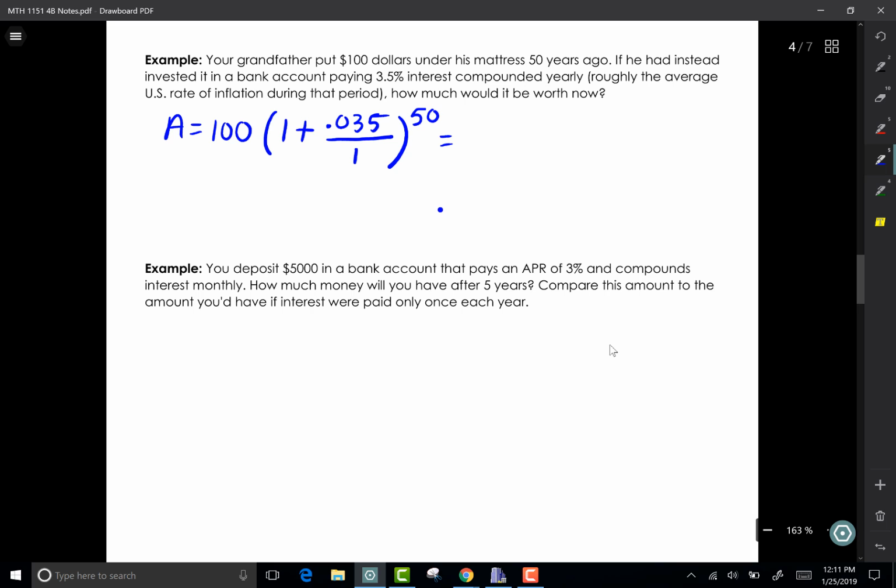Okay, when we put that in the calculator, we get an accumulated amount of $558.50. So this is the accumulated amount. This is the $100 plus the interest. So the interest he would have earned would have been $458.50 if he put it in the bank rather than stuff it under a mattress.